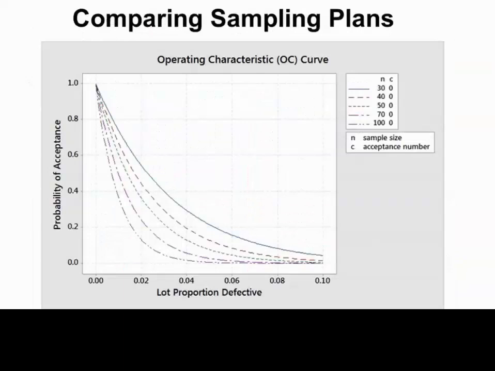There's not much that's informative on this slide, other than showing again what happens to the OC curve as you increase the sample size while leaving the acceptance number at 0. You're dropping this curve down and making it a little steeper. So you're reducing the area where you have a lot of uncertainty between acceptance and rejection, where your probability of acceptance is close to 50%.